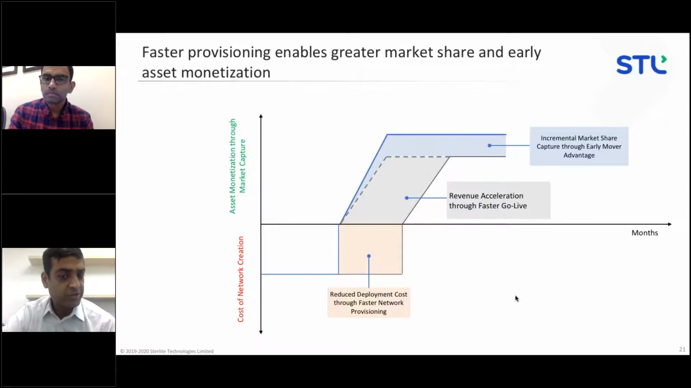Your subscriber base could increase, and in a really tight market scenario, what happens is that you end up with a higher revenue, a lower cost, and obviously a very attractive proposition for any network provider, enabled by the fact that you're choosing the right fiber.